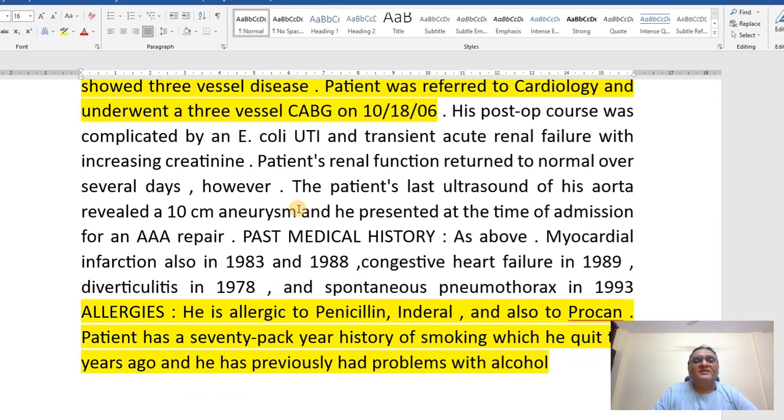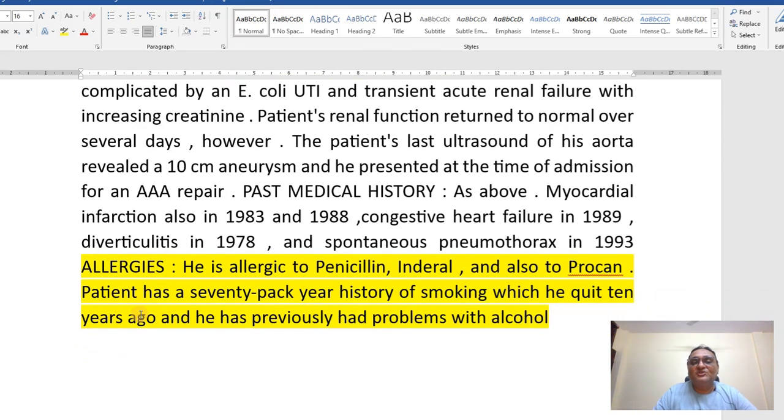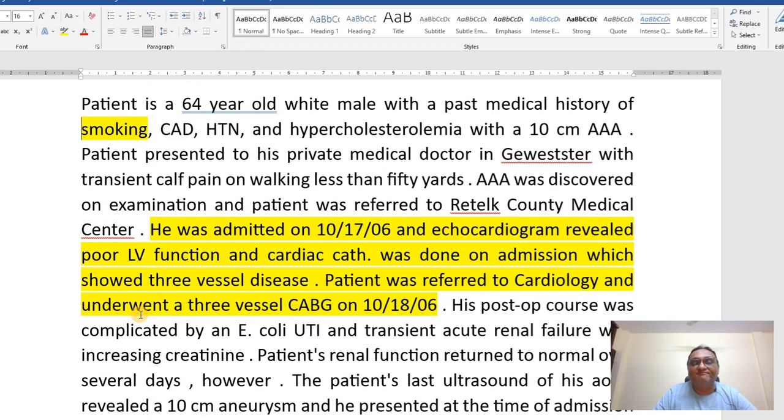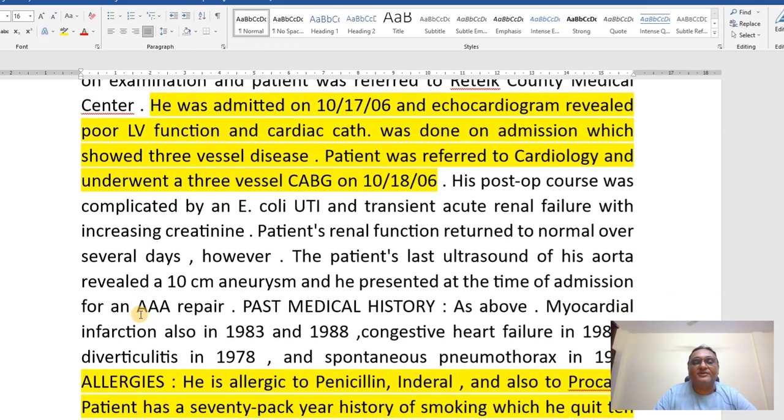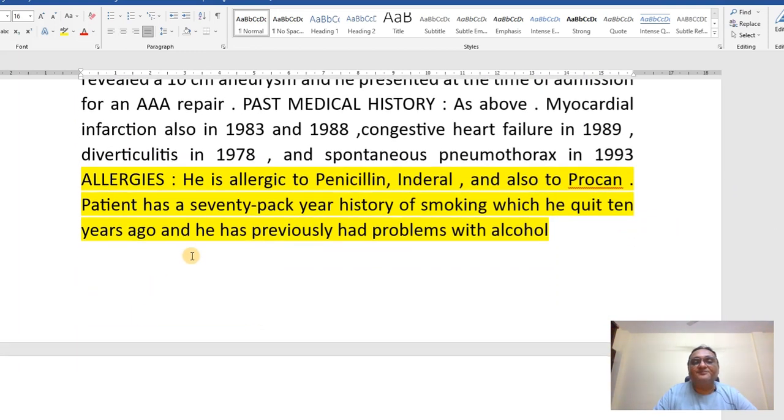Then what is the past medical history, and this is the allergy history. Usually a doctor quickly goes through these key portions, because these are the portions which can make a hell of a lot of difference between one diagnosis and another.